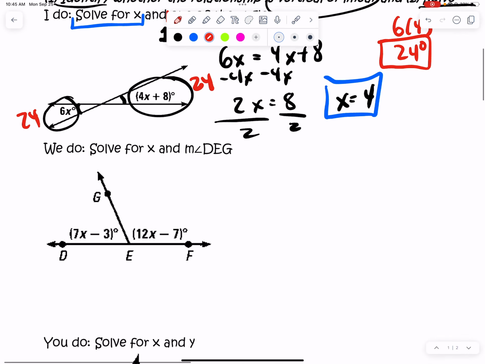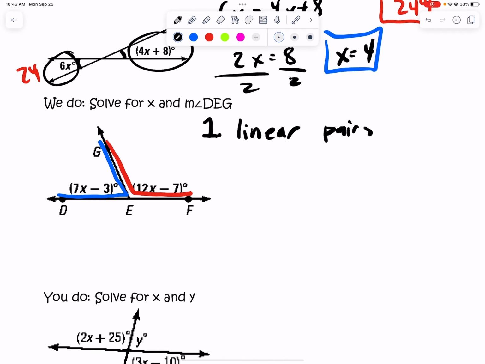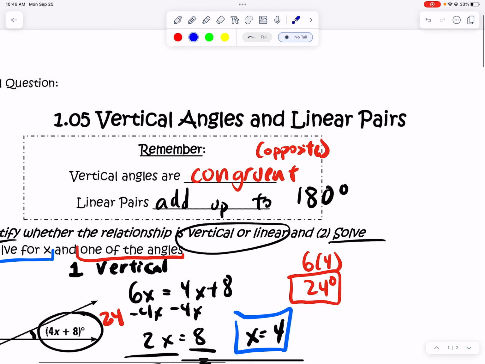All right, moving on to the we do, solving for x and angle DEG. Let's first identify. Let's maybe mark out our angles. We have this angle, and we also have this other angle. Go ahead and identify this angle. I'll give you about 5 seconds. What is the relationship between the blue and the red angle? The blue and red angles are linear pairs, and linear pairs add up to 180. I'm just reminding myself, because that's also in our definition up here.